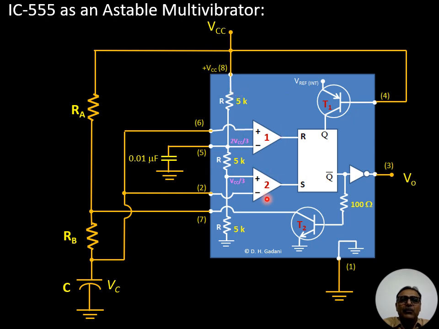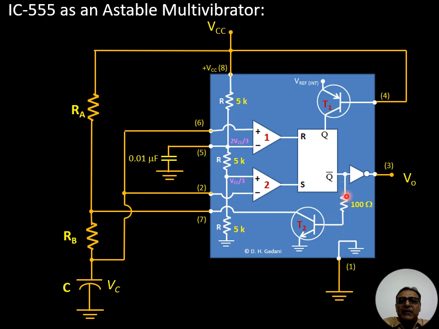This 1 and 2 are the comparators which compare the voltage of capacitor with respect to the voltage appearing at this non-inverting terminal and the inverting terminal. This is the RS flip-flop. T1 and T2 are the transistors. T1 is PNP transistor and T2 is NPN transistor.